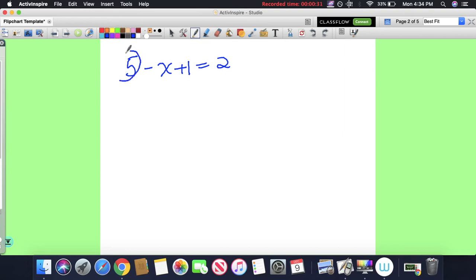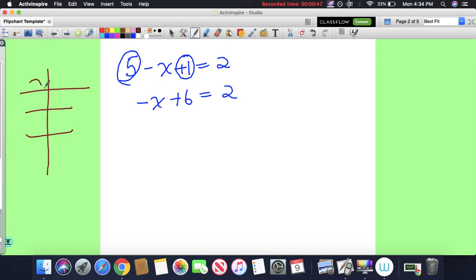I can combine this fella here with this guy over here. So 5 plus 1 is 6. So I'm going to actually write negative x plus 6 equals 2. Now, this is in a format where if you have been doing this, you can solve it.